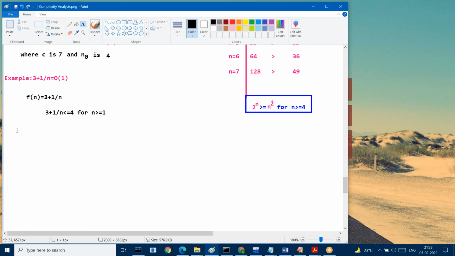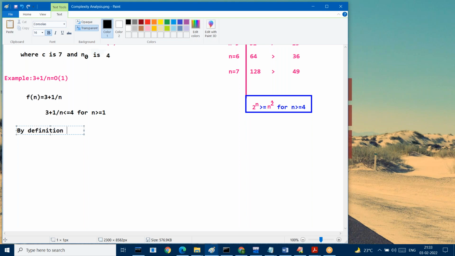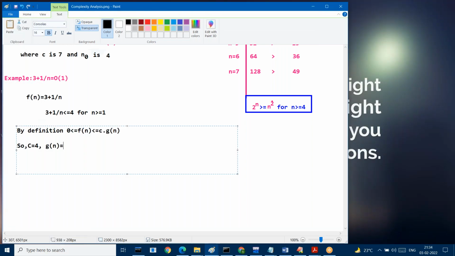And what we have learned, the definition of big O: 0 less or equal to f of n less or equal to c times g of n. Remember that definition. If it happens, we say that f of n is big O of g of n. So what is the c value here? c is equal to 4. G of n we can assume is equal to 1, and n0 is equal to 1.